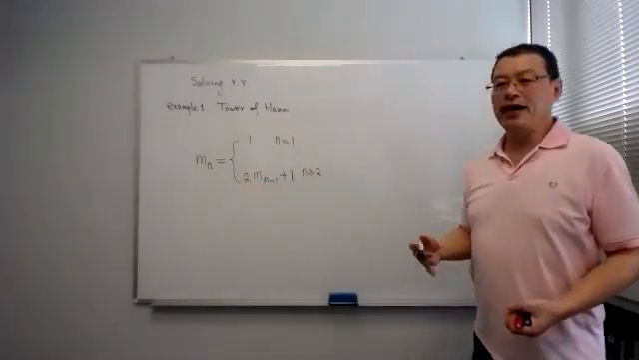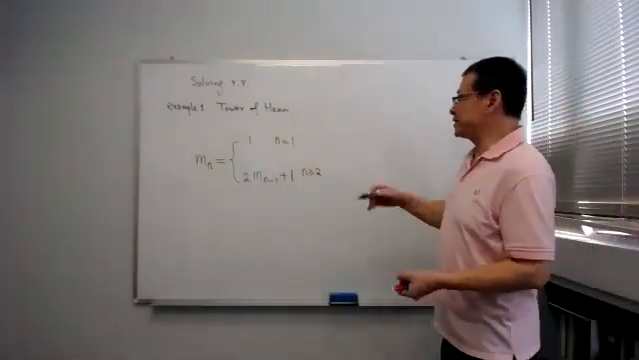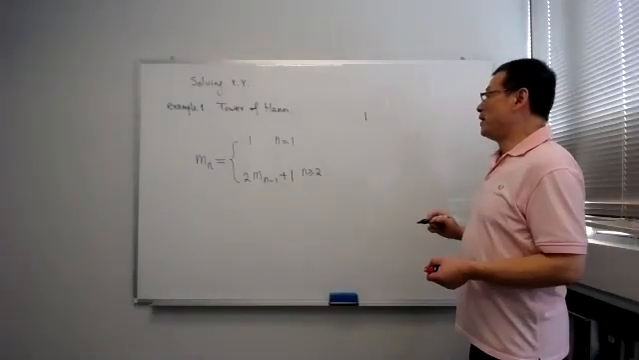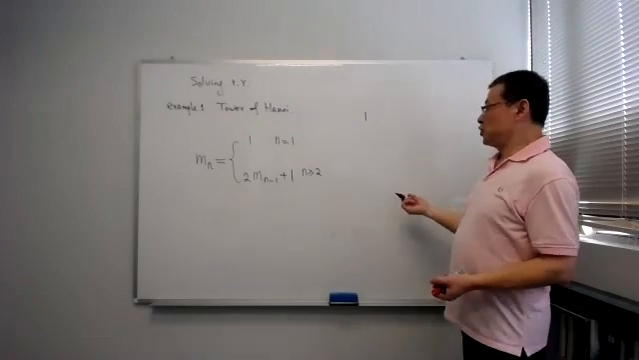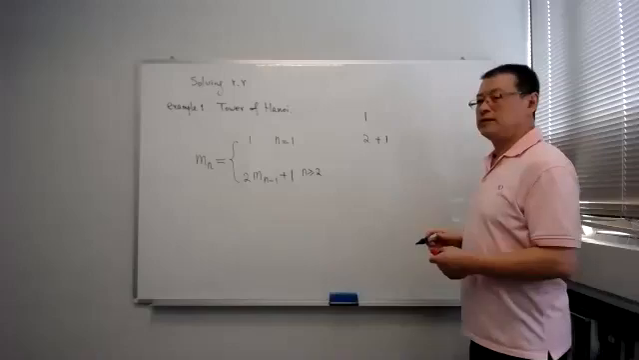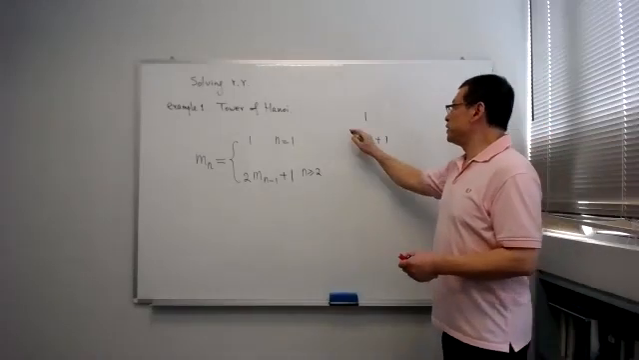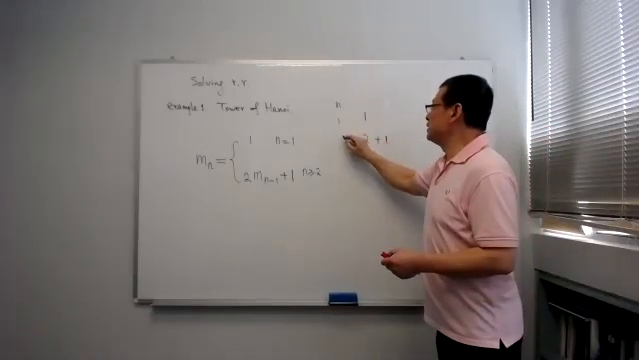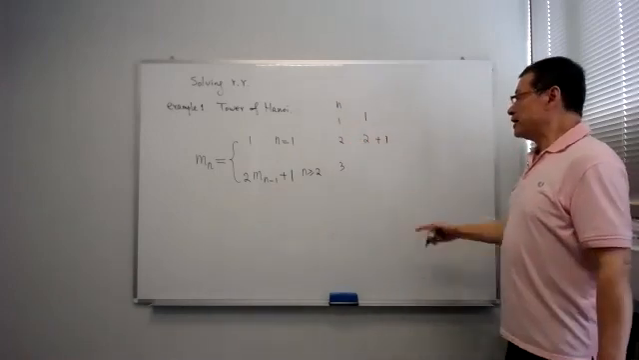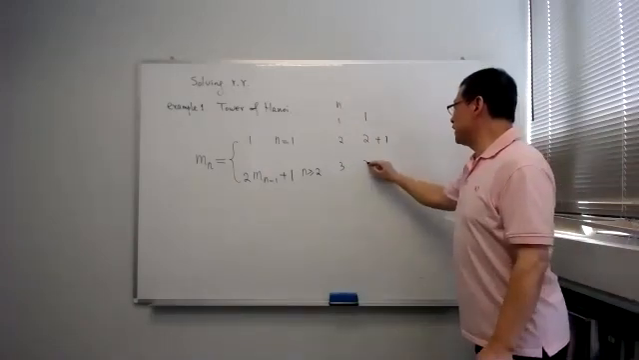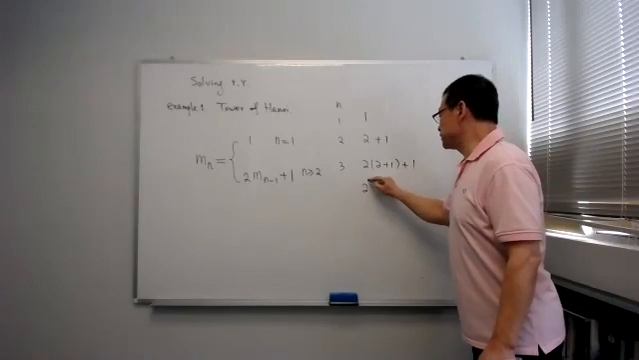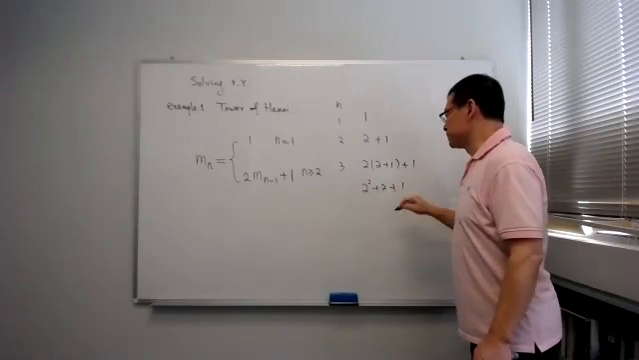So using our idea of the iteration method, what we do is expand the terms. One way is we start with 1. Now n equals 2 will be 2 times 1 plus 1. So n equals 1, n equals 2, n equals 3. Now for 3, it will be twice times (2 times 1 plus 1) plus 1. That will give 2 squared plus 2 plus 1.